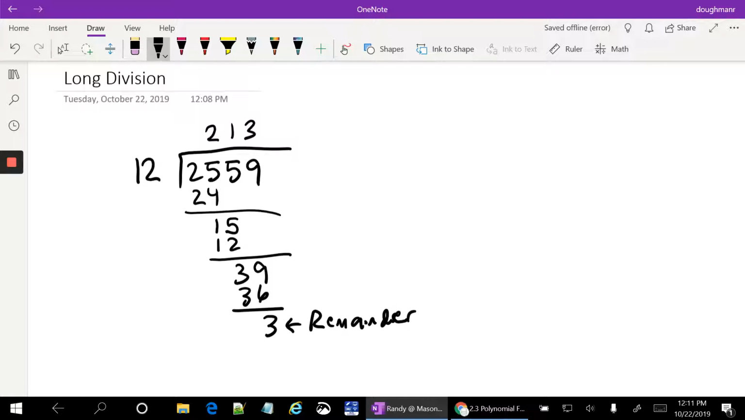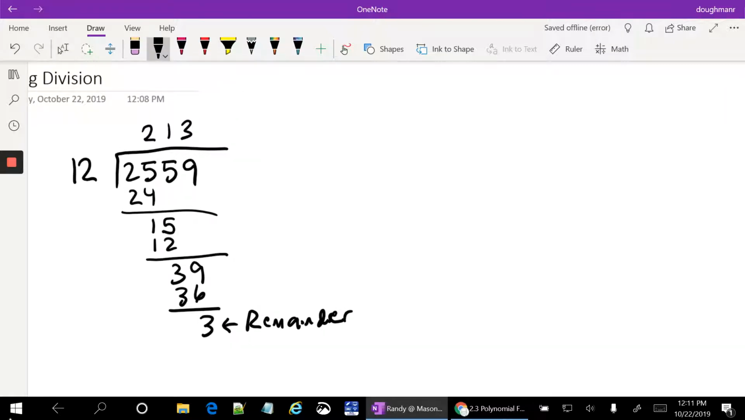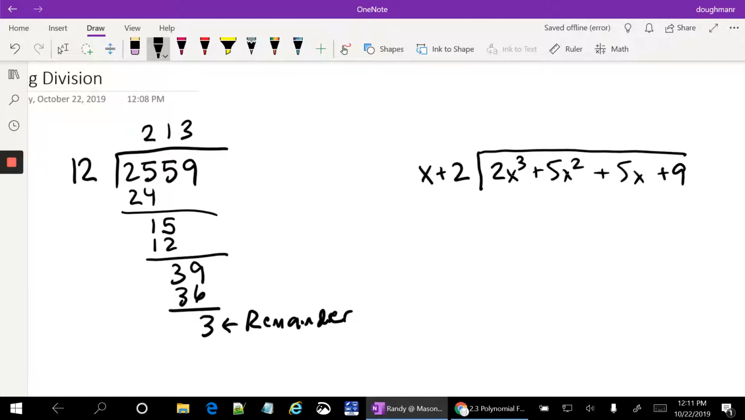All right. So now let's make a little bit of a stretch here. Since we're working with polynomials, how about if I turn the 12 into a polynomial? Let's call it x plus 2. Make sense? And then we'll do 2x cubed plus 5x squared plus 5x plus 9.